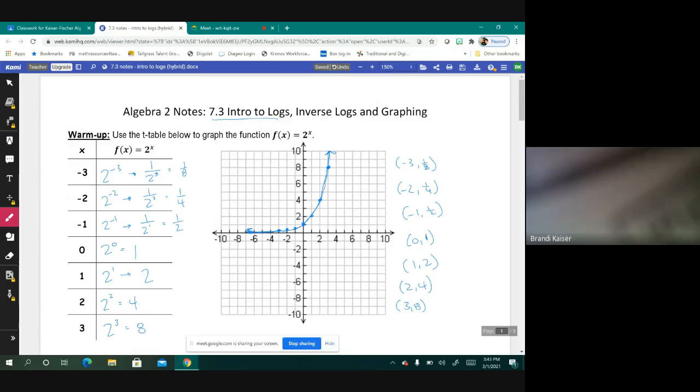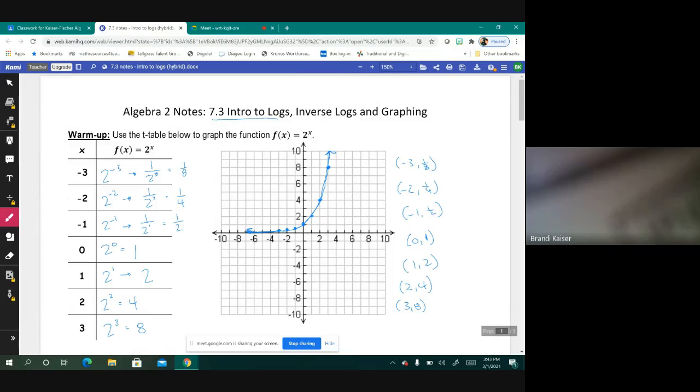It looks like it's going to go up vertically, but it does have a slight curve to it. It's just hard to see when you're this zoomed in. All right, and that's what our exponential functions will look like for the most part. So we'll start by creating a t-table to find the points. We'll plot those points, and we'll connect the curve.